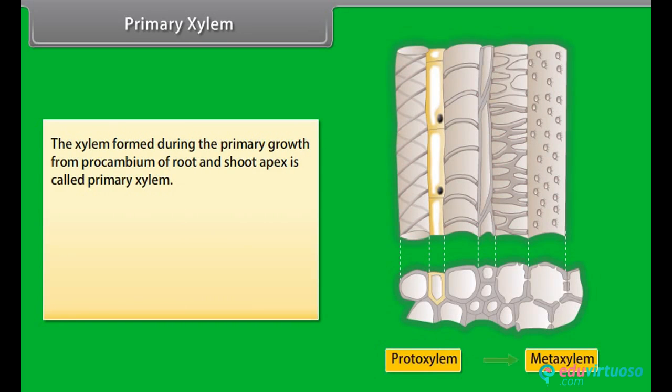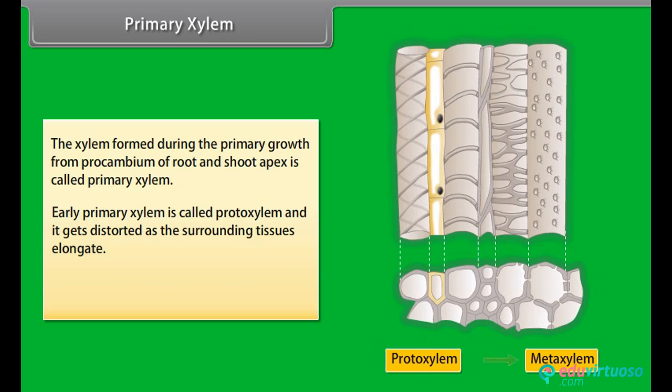Primary xylem. The xylem formed during the primary growth of procambium of root and shoot apex is called primary xylem. Early primary xylem is called protoxylem and it gets distorted as the surrounding tissue elongates. The xylem that is formed last is called metaxylem.